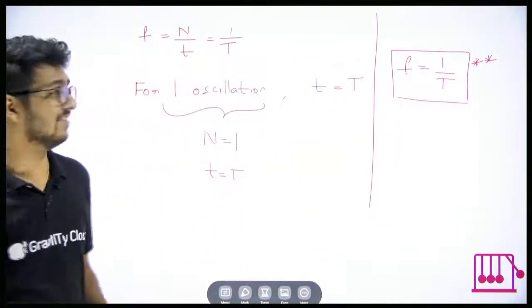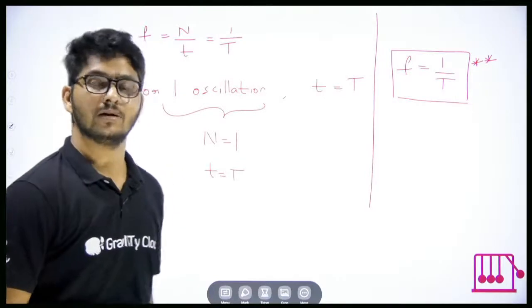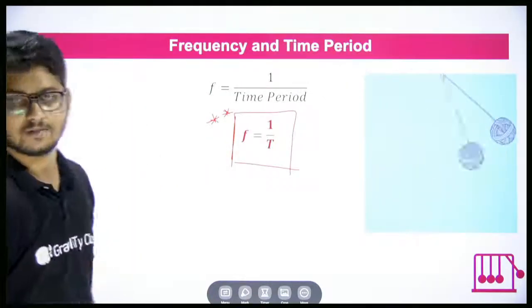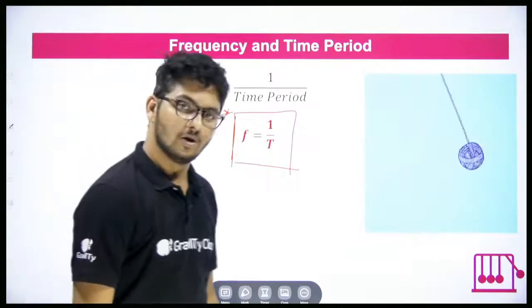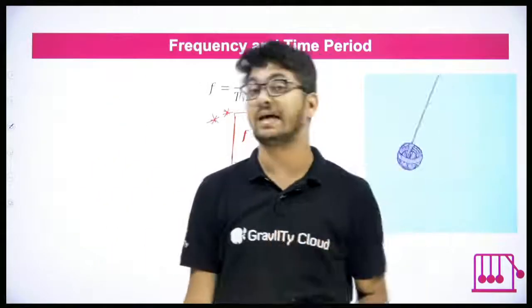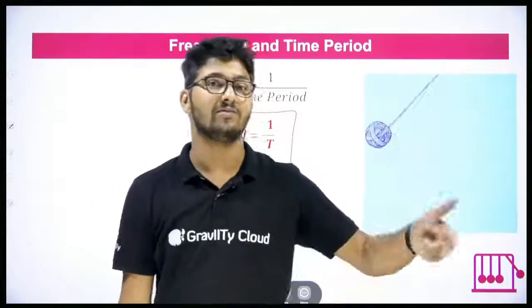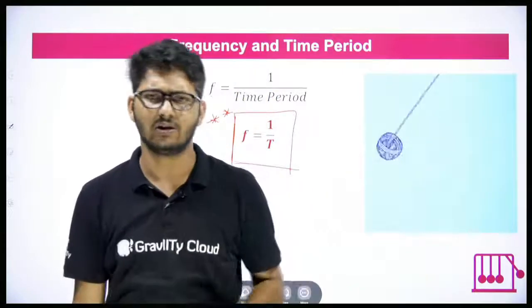Understood? Frequency is equal to what? 1 by time period. Good? Okay, so that means we got the formula. So we understood what amplitude is, what time period is, what frequency is. We got the formula between frequency and time period also. We'll go into a few questions.